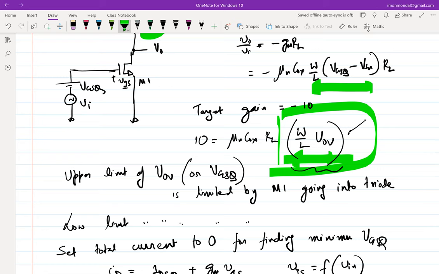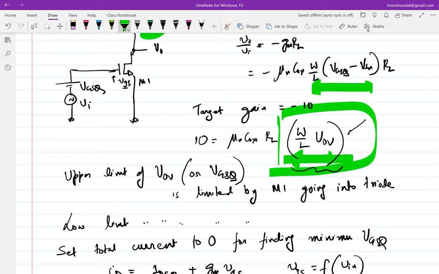So, this one was for the incremental, what's the maximum? This seems to be for the bias condition only, right? So, this one, the one we already evaluated. Yes, that is for the incremental input. But how does an incremental input affect your transistor? Right? How is it affecting the total operating conditions of the transistor? That is something you have to take into account.